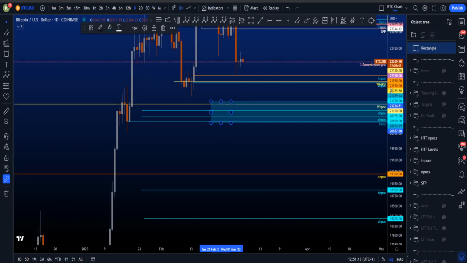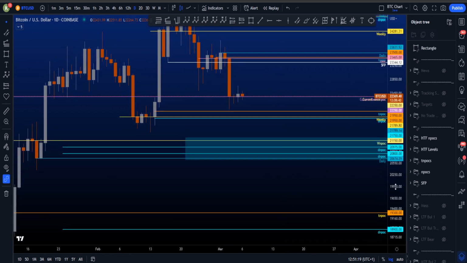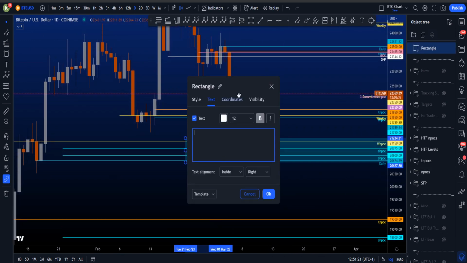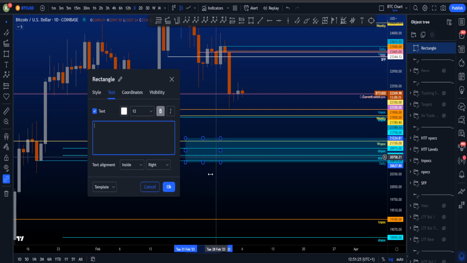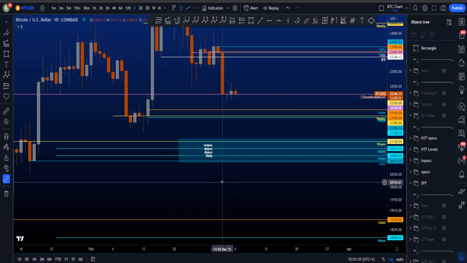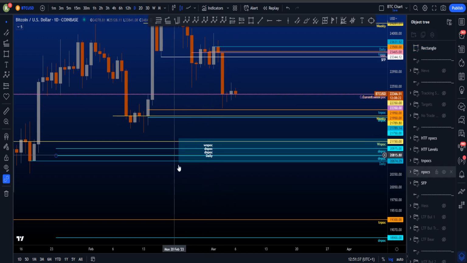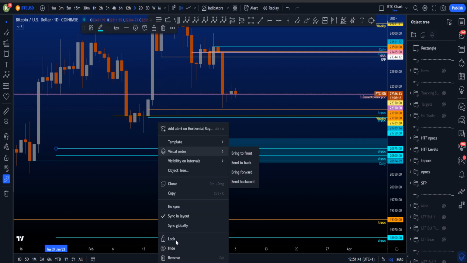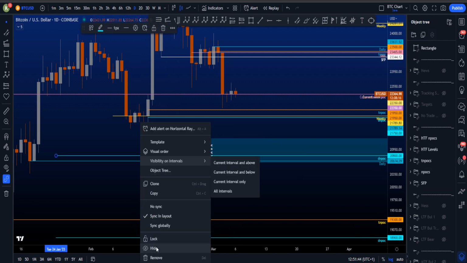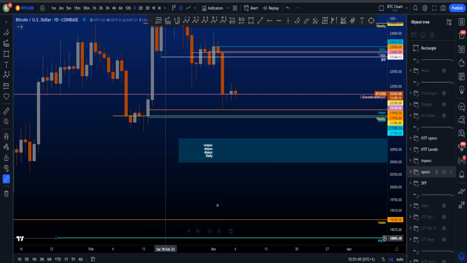And then what you do, if we zoom into this area, is double click on the target box and write inside the target box the confluences in this area. So it's a weekly naked point of control, a daily naked point of control, another daily naked point of control, and a daily level. So now I write the confluences of this area in the target box, and what I can do now is hide each individual line. Voila.